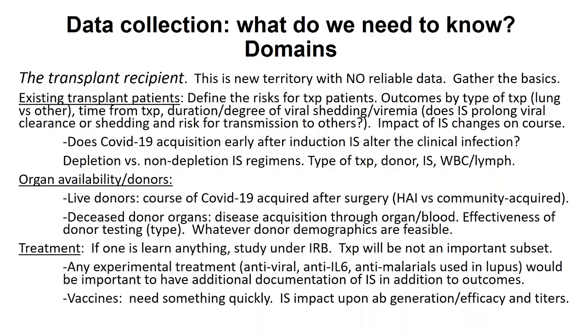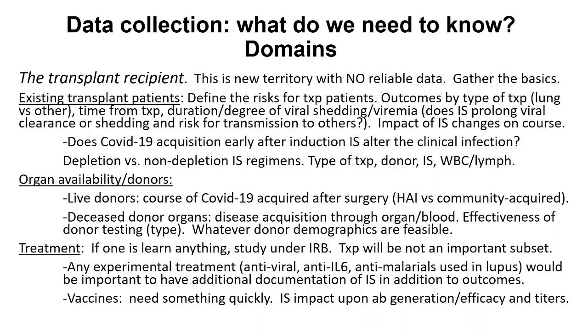You saw a little bit earlier in terms of the Washington experience regarding what kind of transplant patients were there, but we clearly need to know the differences in outcomes by type of transplant recipient, lung versus probably everybody else, but we don't know. The time from transplant, the duration and degree of viral shedding or viremia, and in particular, because we've had so much experience with RNA viruses in the past, does immunosuppression prolong viral amounts and potential transmission of disease or shedding and clearance afterwards? Preliminary stuff looks like it doesn't matter, but if we can get any type of information, it would be remarkably important.